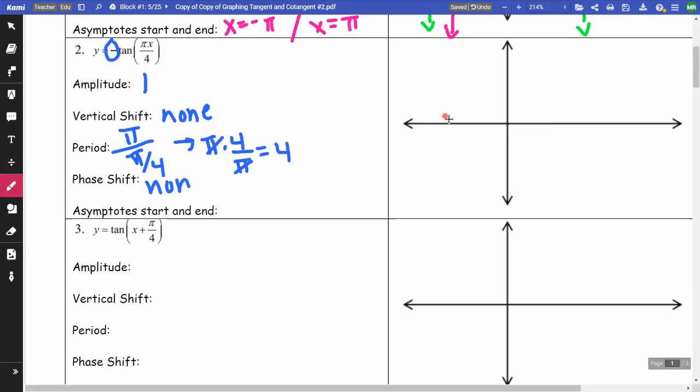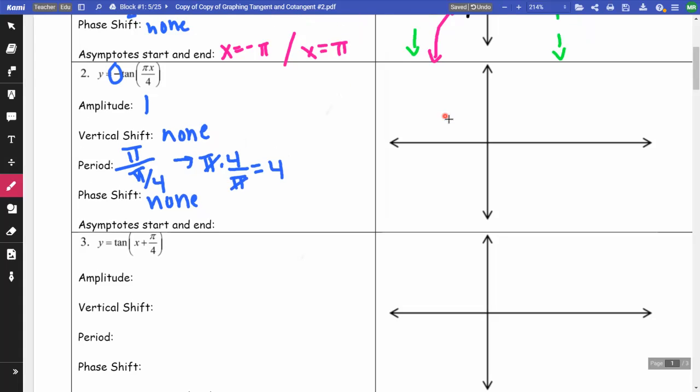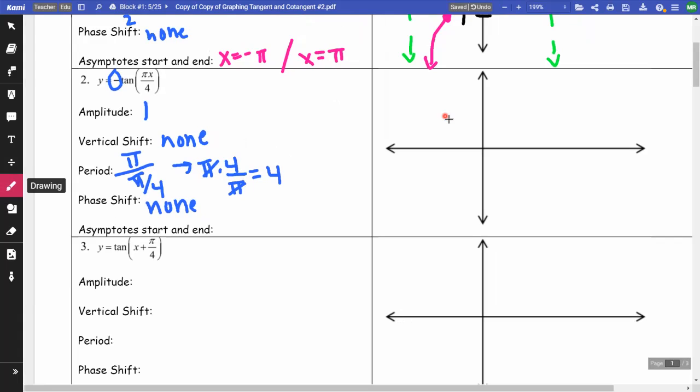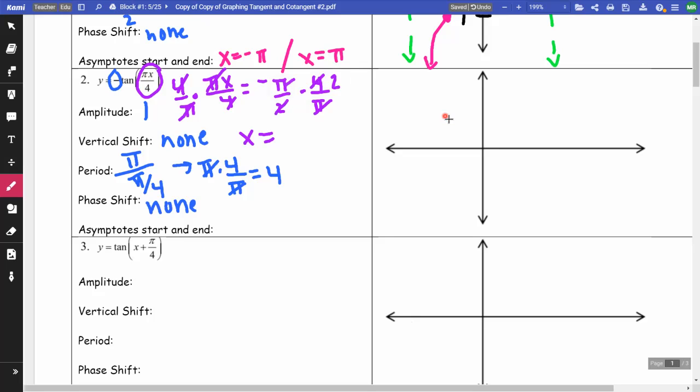Phase shift none. Okay. And then my asymptotes are going to start. So here, let me do this in purple. So I'm going to take this pi x over 4 and set it equal to negative pi halves. Let me work that out. I'm going to times by the reciprocal, which is 4 over pi, 4 over pi. And I'm going to get x equal because those are going to cancel. And over here, that goes into this twice, and then those are going to cancel. So I get a negative 2.